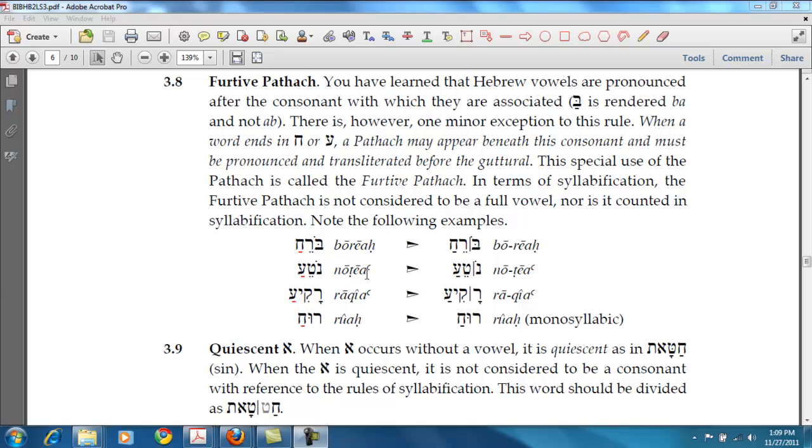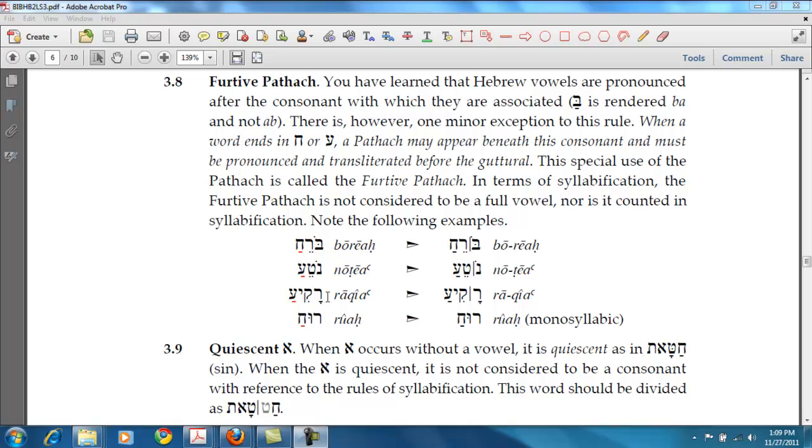All right, here we have the second, noah. We have the nun and the holem broken into one syllable, and then the tet, the tsere, the ayin, and the patach. So that's the only exception you have where the vowel comes before the consonant at the end. It's called a furtive patach, and it happens with chets and ayins.